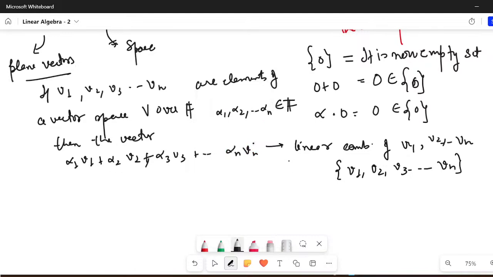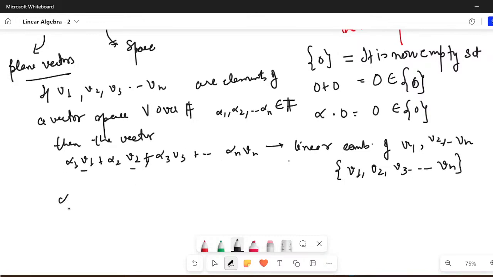All these vectors when added will again, so let's say v1 is a two-dimensional vector, this is a vector in two-dimensional space. All these things when added will again be a vector in two-dimensional space only, right? And if I multiply it with some alpha or beta, then again it will belong to that two-dimensional space.